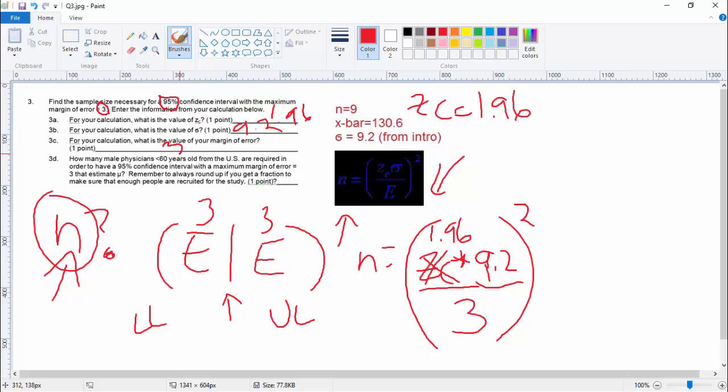Then question 3D is long, but it's basically saying what's the answer? How many male physicians under age 60 years old from the U.S. are required to have a 95% confidence interval with a maximum margin of error of 3? The reason they say maximum is you might get a smaller one, but you have to hedge your bet. You don't know what you're going to get, right? So if you actually do this whole equation, you're going to get 36.1. Now, that's not a problem. Physicians, nurses, all kinds of healthcare providers tend to be really good participators in studies. The problem is trying to get 0.1 persons to participate. It's like their arm or something.